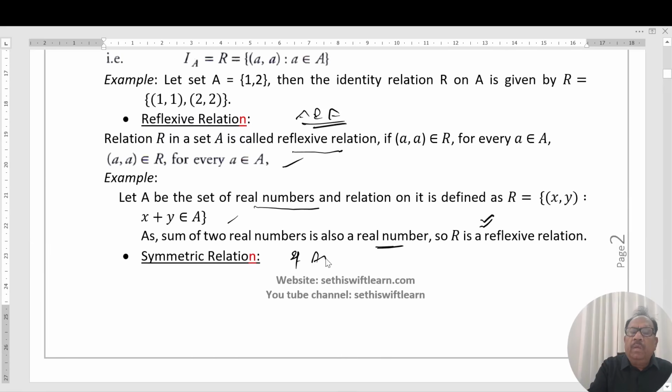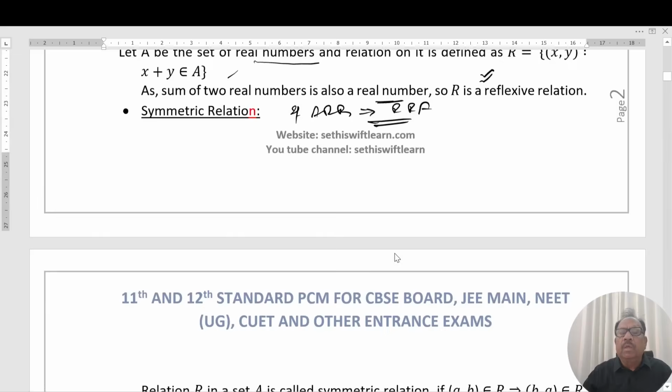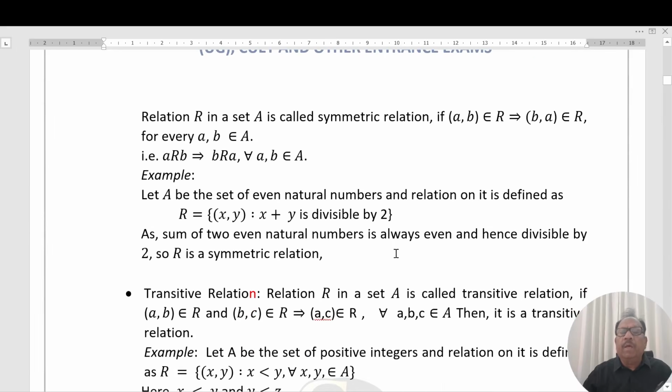If A R B, then B R A. Then it is symmetric, right?